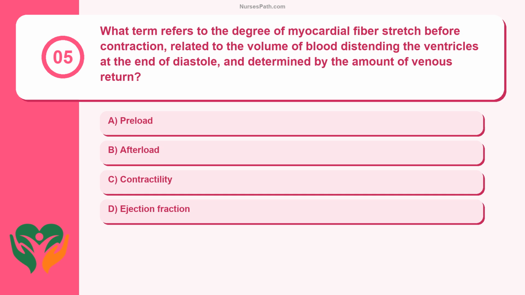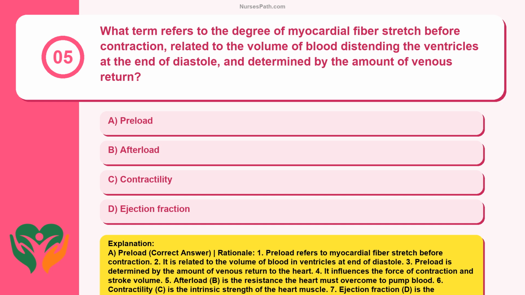Question 5. What term refers to the degree of myocardial fiber stretch before contraction, related to the volume of blood distending the ventricles at the end of diastole, and determined by the amount of venous return? Preload, afterload, contractility, ejection fraction. A. Preload. Correct answer. Rationale.